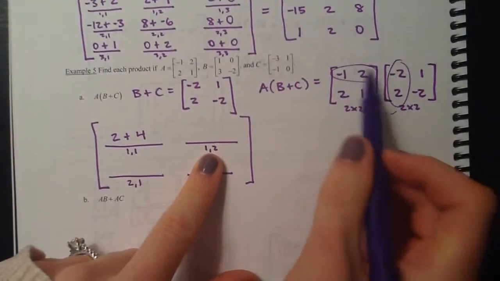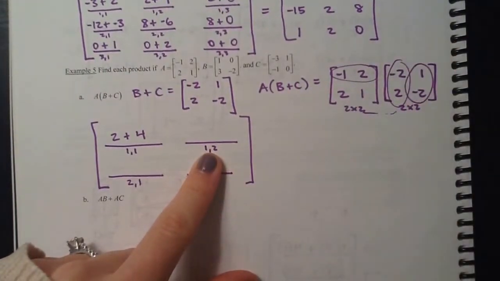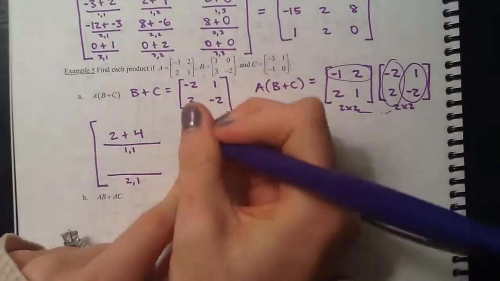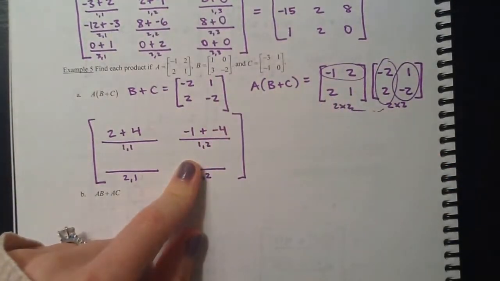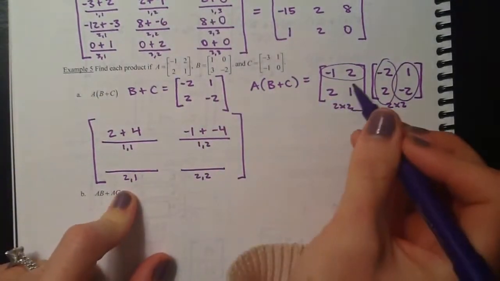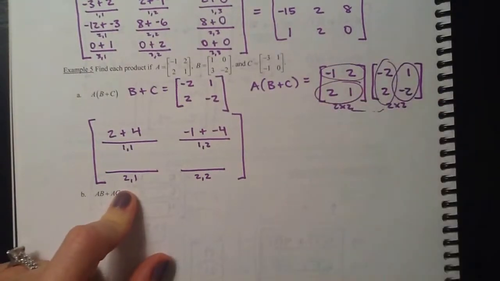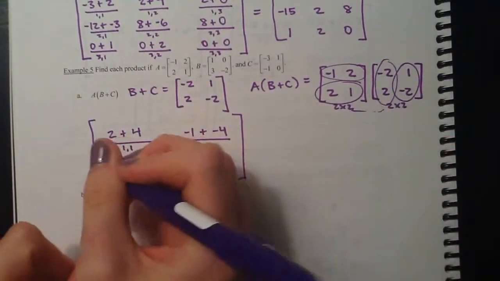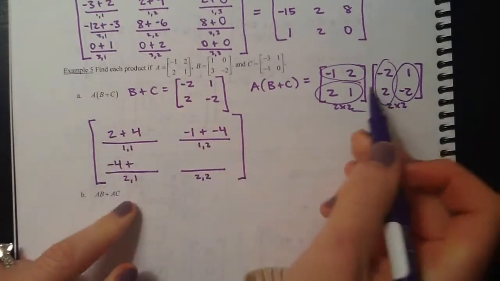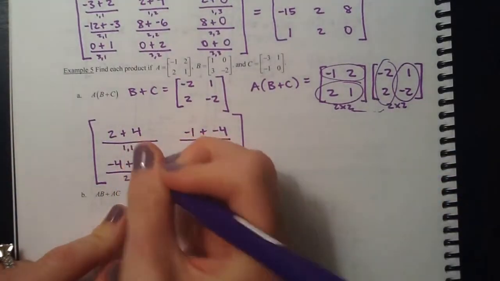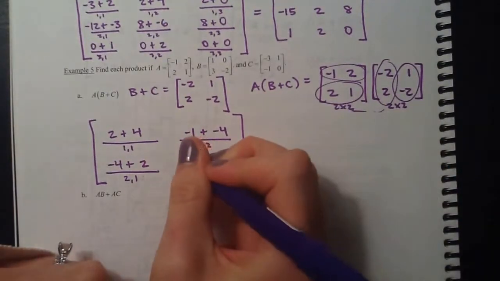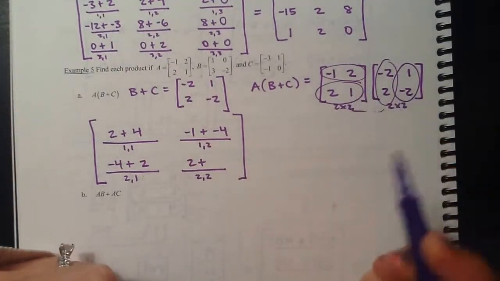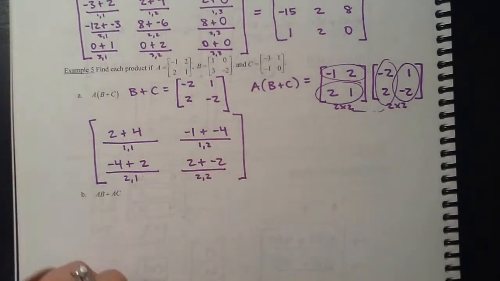Okay, next, row 1, column 2. Negative 1 times 1 is negative 1. 2 times negative 2 is negative 4. Bottom left, we've got row 2 back to column 1. 2 times negative 2 is negative 4, plus 1 times 2 is 2. And row 2, column 2: 2 times 1 is 2, and 1 times negative 2 is negative 2.